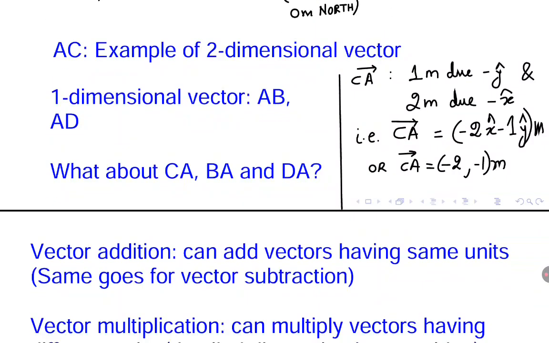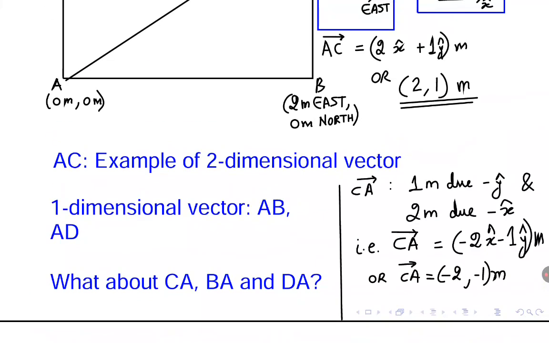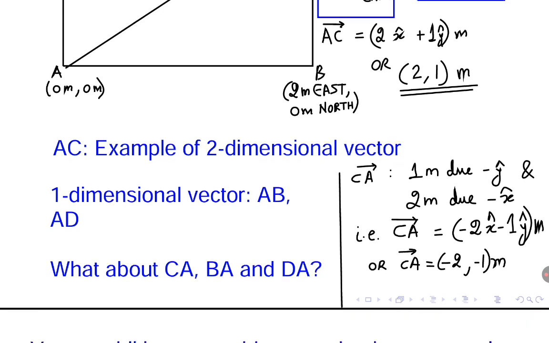So what we do is when we add each component. Let us say we have to add CA vector with AC vector. So what we will do is we'll add 2 with minus 2, which will give us a 0. And then we'll add 1 with minus 1, which will again give us a 0. So CA vector plus AC vector is 0 comma 0 meters.